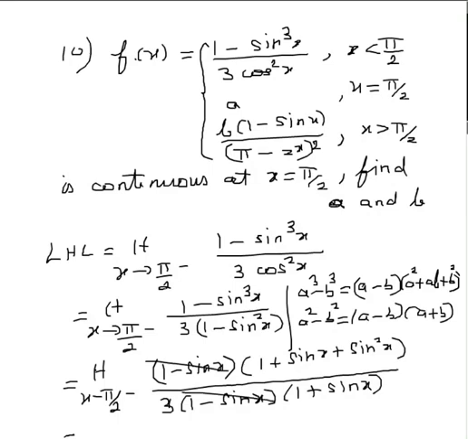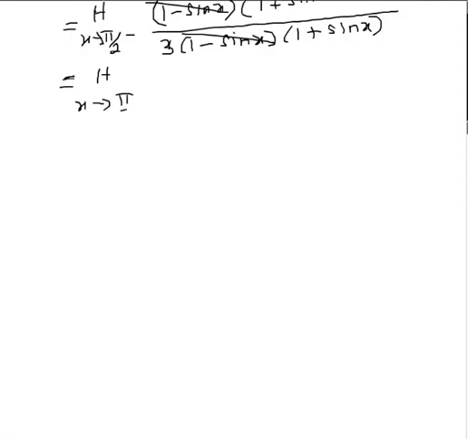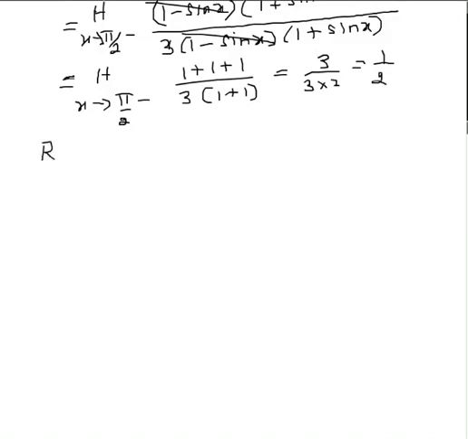One minus sin x common factor can be cancelled. Limit extending to pi by 2 minus. If you substitute x as pi by 2, it gives you sin 90 is 1. 3 by 3 into 2, which is half. Let us do RHL. Extending to pi by 2 plus.